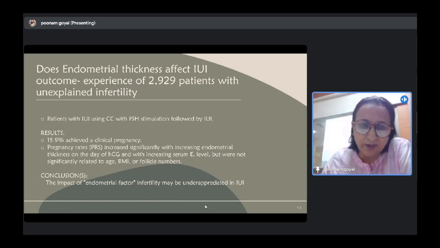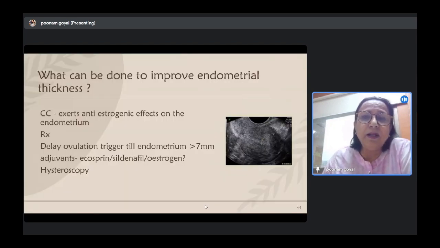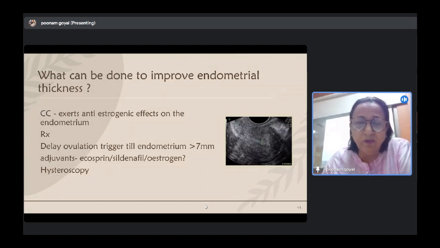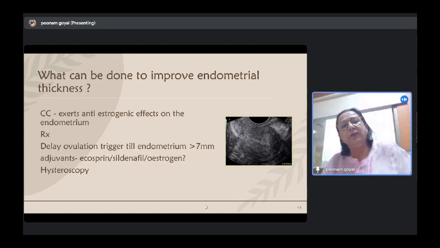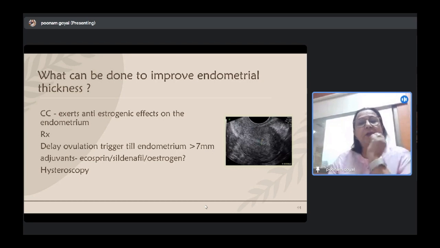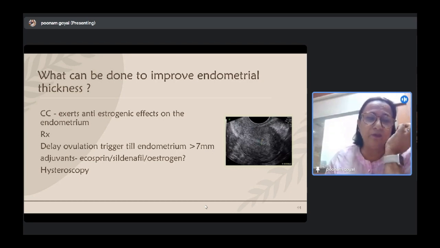So we need to see the endometrial vascularity and proper endometrial formation. So what can be done to improve the endometrial thickness? If you are giving CC, then we can delay the trigger for ovulation induction, for follicle maturation. Once the endometrium is more than 7, then we can go.